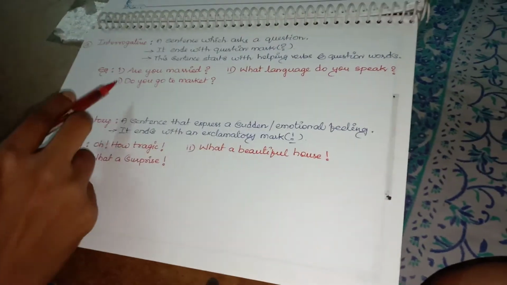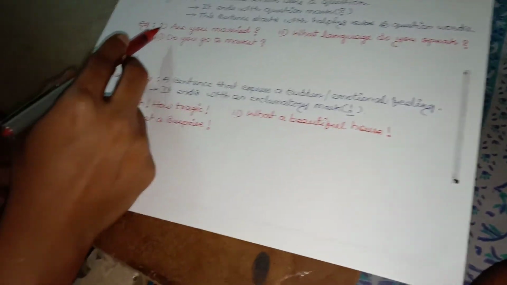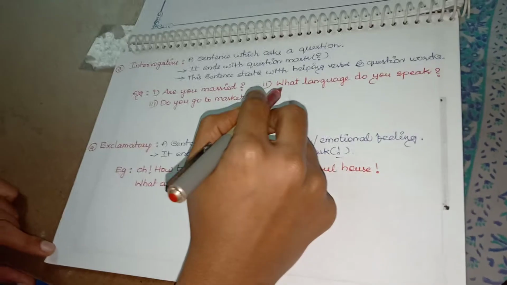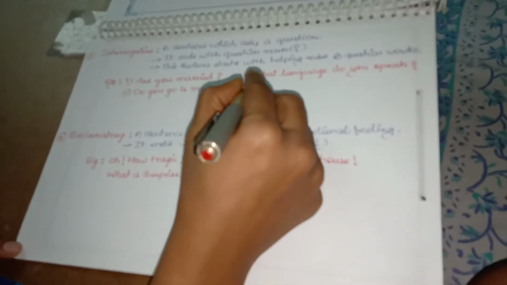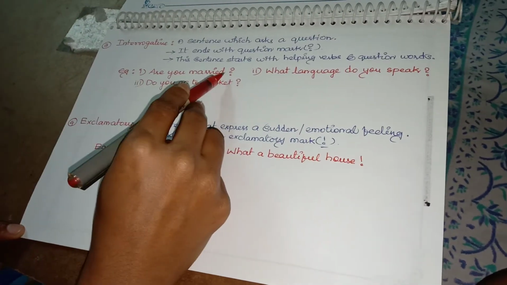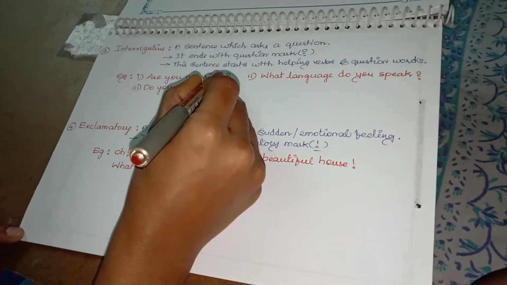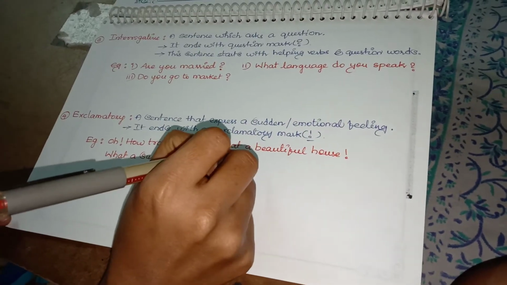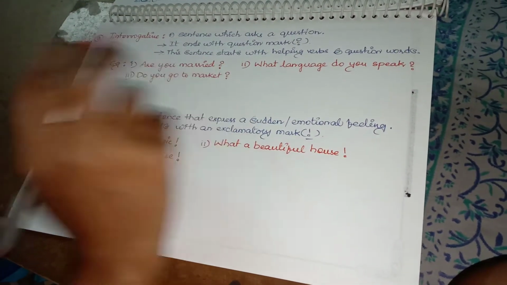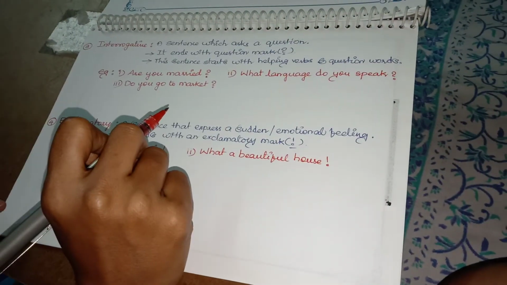So you know, helping verbs: am, are, is, was, were, do, does. And what are WH question words? WH words: what, whom, who. So like that, it starts with those particular words. You can see, are you married? Here we are asking a question. How do you identify? The question mark is there. So in writing skills of English also, you have to follow that. You should keep these marks to identify that it's an interrogative sentence.